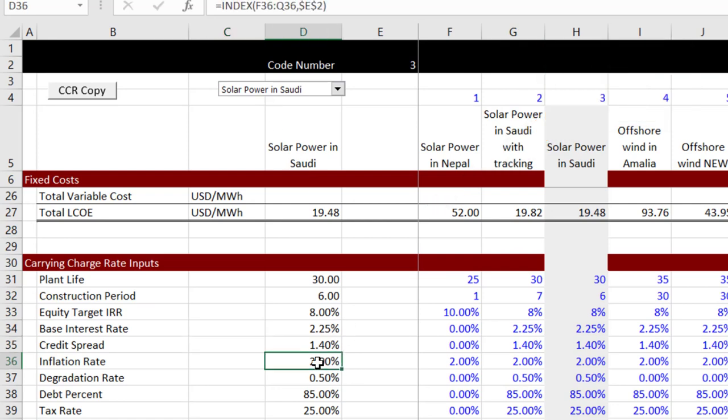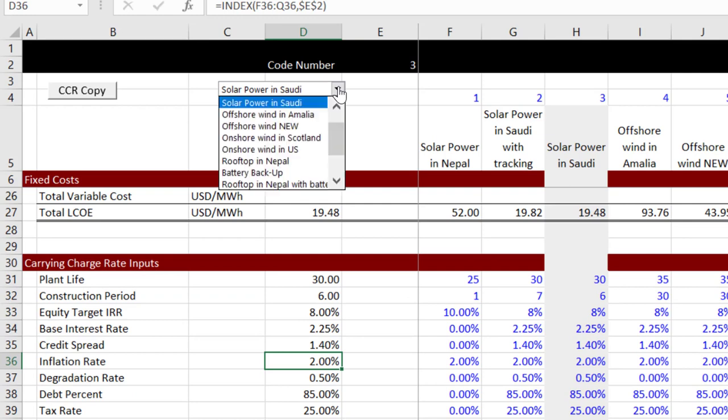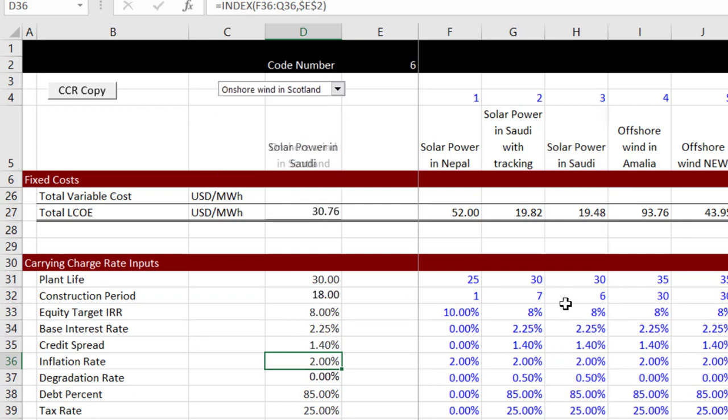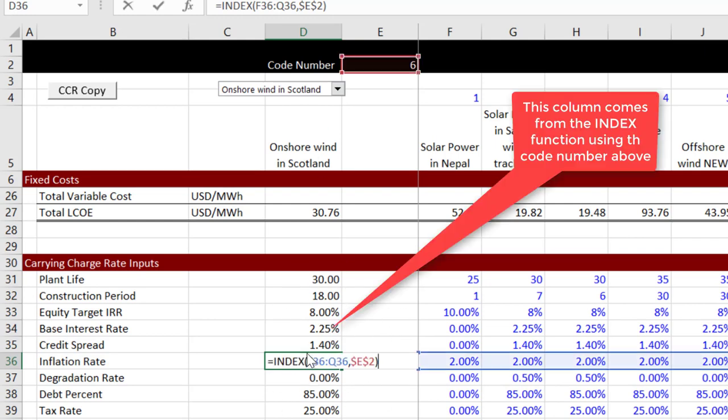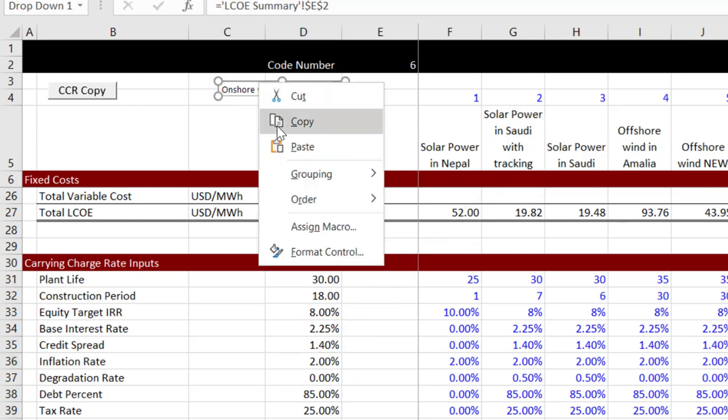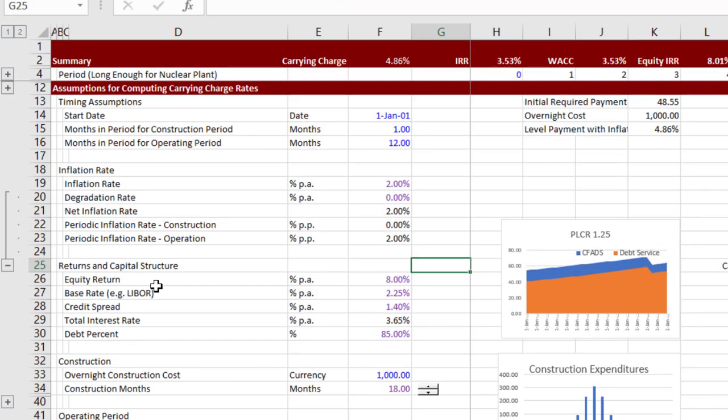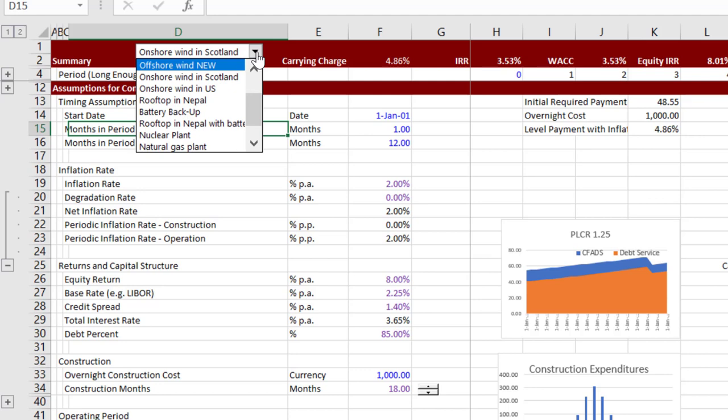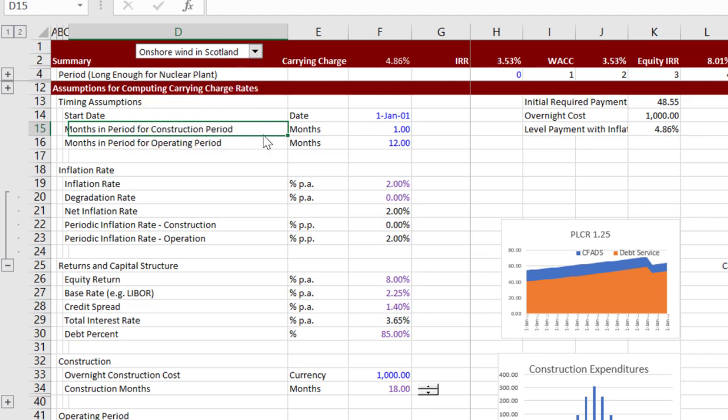So here's what happens. When I change this code number, the parameters for the carrying charge rate come from this column with the index function. I've gone over this about a zillion times, and I'm sorry to review it again. Here's the difference, though. I'm going to copy this into the carrying charge rate. Now, okay, there are the nice purple numbers that came from the purple sheet. Okay, and we change the parameters, and I hope things change, like the degradation and everything else.